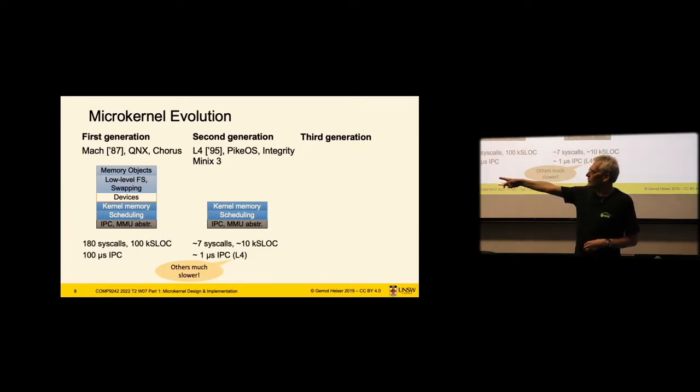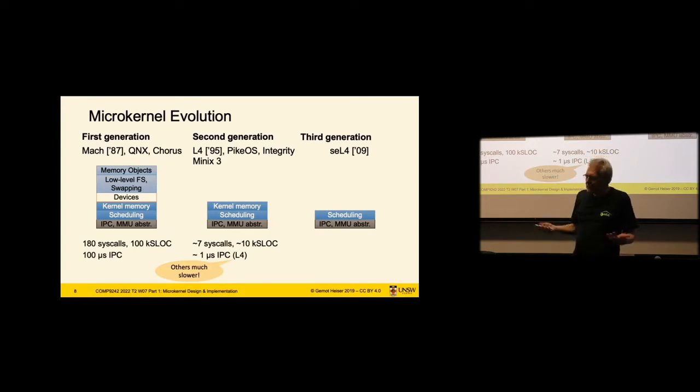The difference between L4 and both Minix and Integrity is actually performance. Minix and Integrity are both at least a factor of 10 slower than L4 in terms of IPC performance. So they weren't really faster than the first generation.